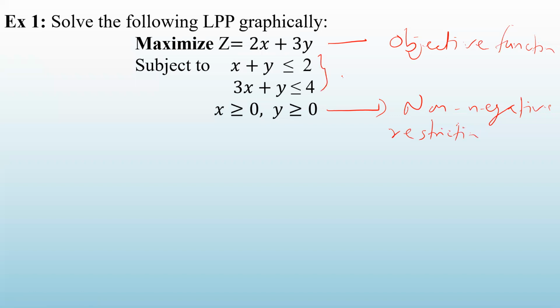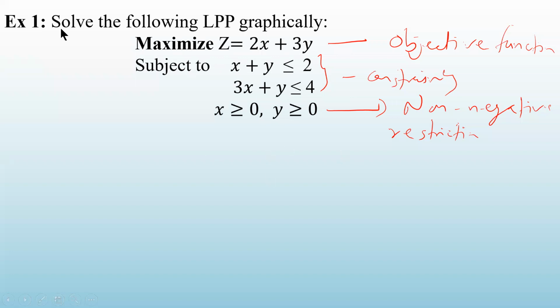And these are the constraints. So you have to maximize this objective function, but subject to these inequalities. So there are two constraints in this problem.